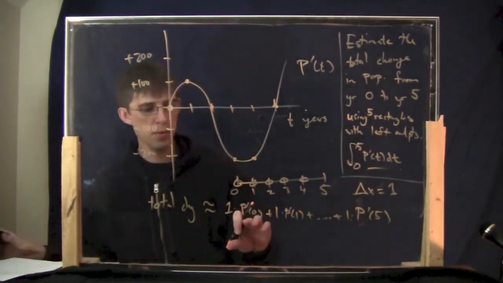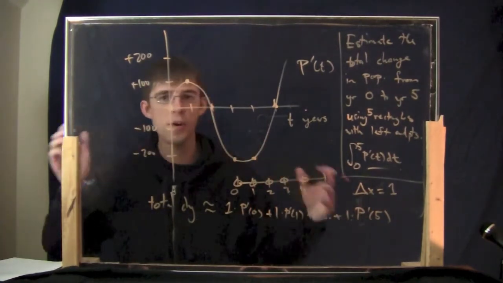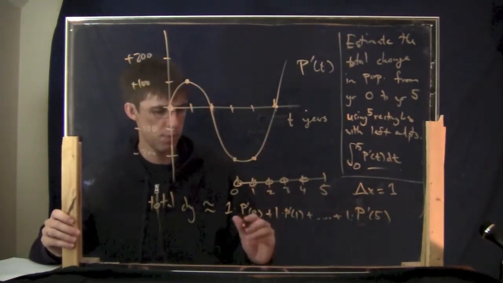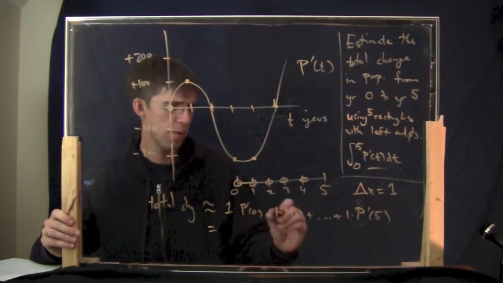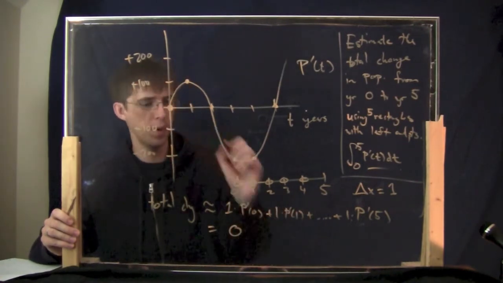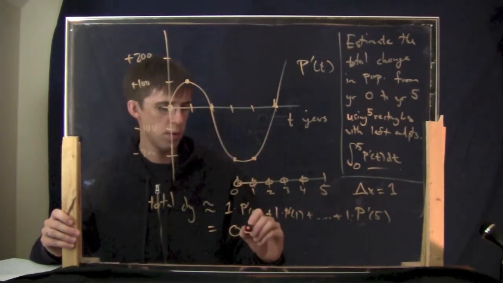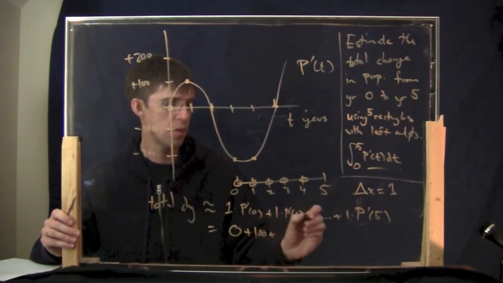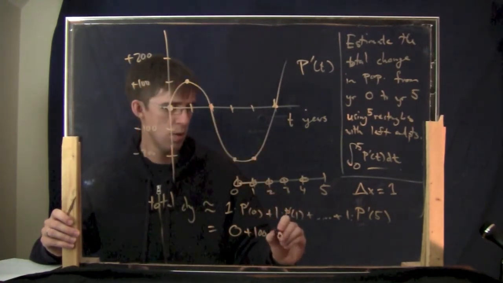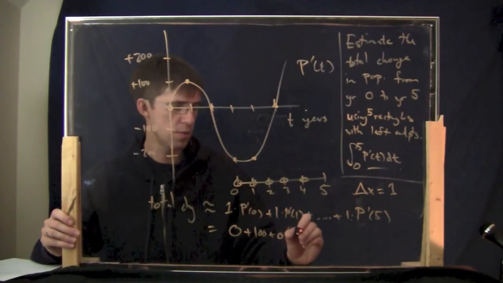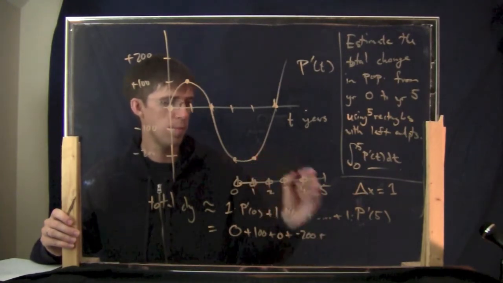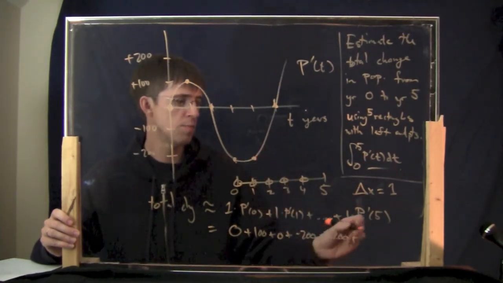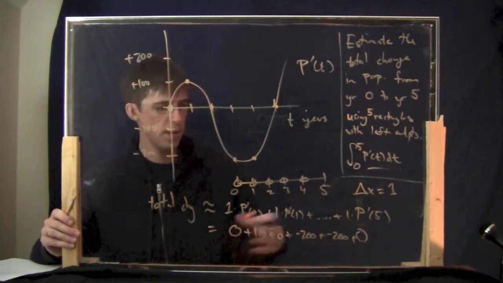And then what are those numbers? How do you get these numbers? In this case, you don't have a formula to plug into. You just look on the picture. I'm not going to write 1 times every time. P prime of 0 is 0 here. P prime of 1 is 100, so 0 plus 100, plus p prime of 2 is 0, plus p prime of 3 is minus 200, plus p prime of 4 is minus 200, plus p prime of 5 is 0. All right, and that's it.